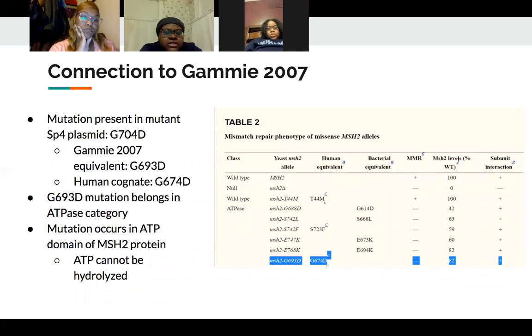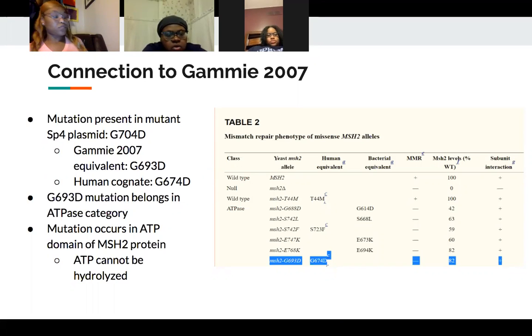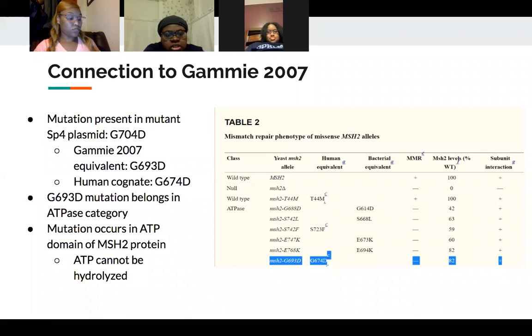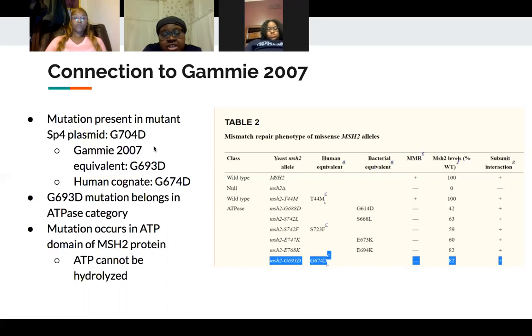So for the connection to Gammie 2007, the mutation present in the mutant SP4 plasmid was G704D, which is equivalent to the Gammie 2007 mutation G693D. And the human cognate, as we can see here, is G674D. And so as we can see in this table to the right here, the G693D mutation belongs to the ATPase category, which has high levels of MSH2, positive subunit interaction, but there's still negative MMR. And so what we can tell from that is that this mutation occurs in the ATP domain of the MSH2 protein, meaning that ATP cannot be hydrolyzed to use for energy.